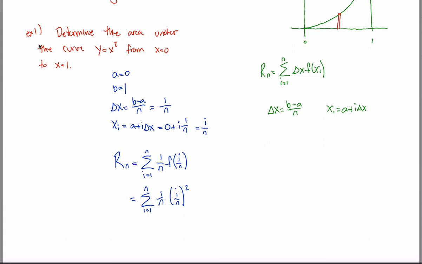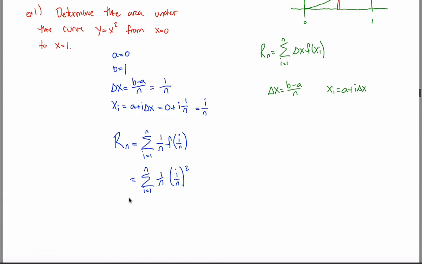What I want is the area under the curve y equals x squared from x equals 0 to x equals 1. I need some shorthand. I need a nice way of writing that. Turns out there is such a way.